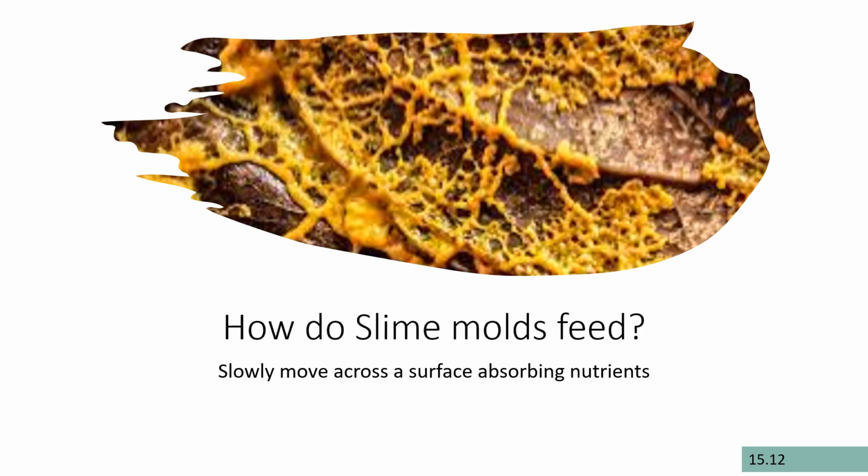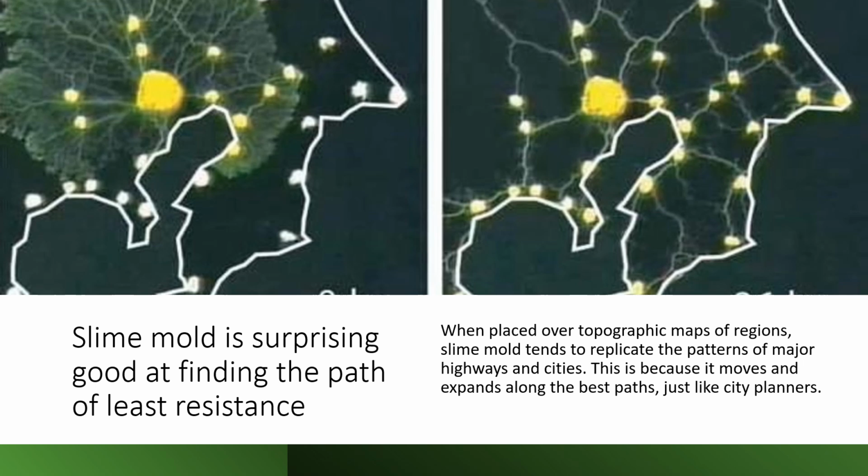Slime molds may seem sedentary, but they actually do move. They slowly creep across the surface, releasing enzymes to digest food and then absorbing the nutrients. And even though they don't have a brain, slime mold colonies are remarkable in their ability to navigate complicated terrain. Some scientists and city planners got together and placed slime mold over topographic maps of different regions. As the slime mold grew and moved across the map, they noticed that it was replicating the patterns of highways and cities in those regions.